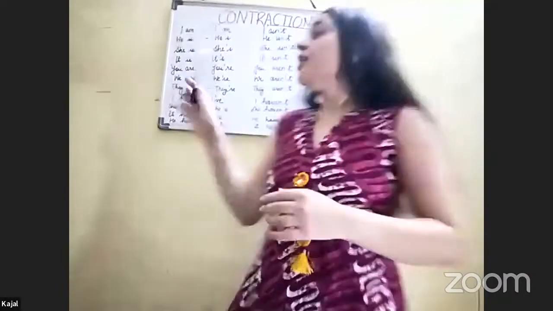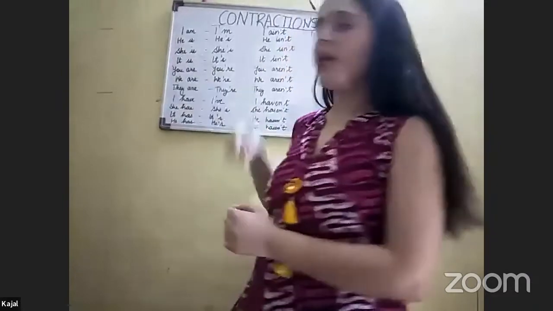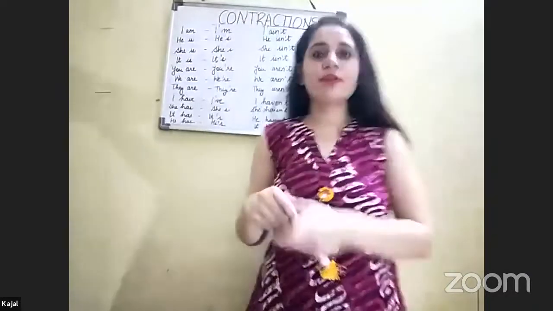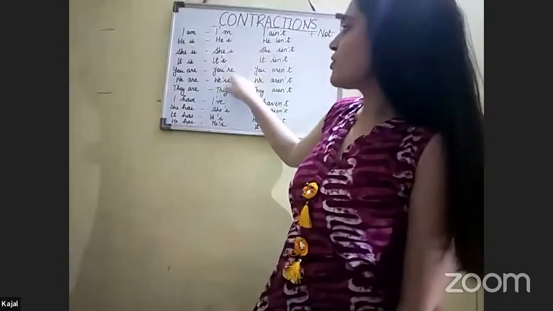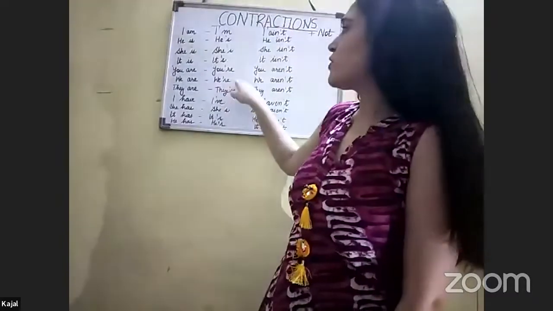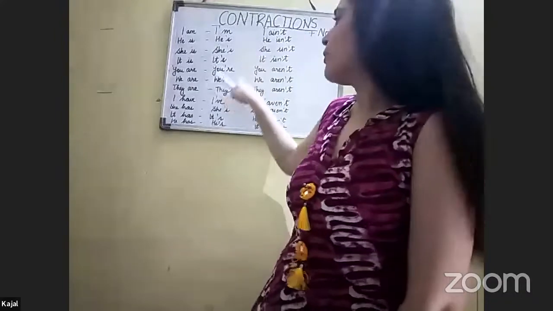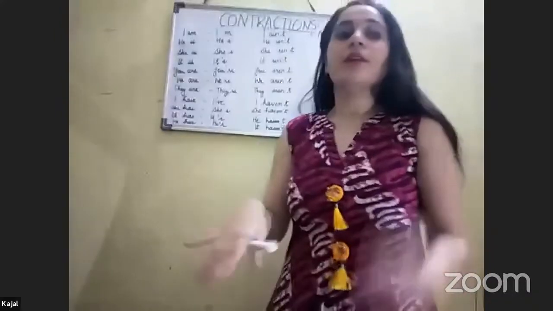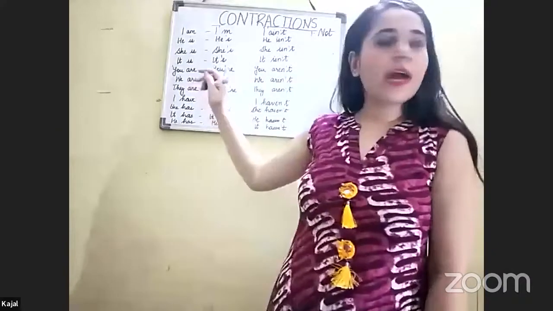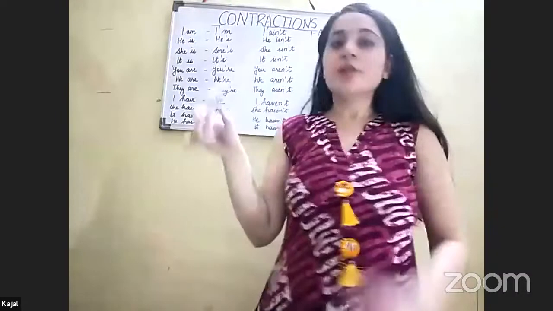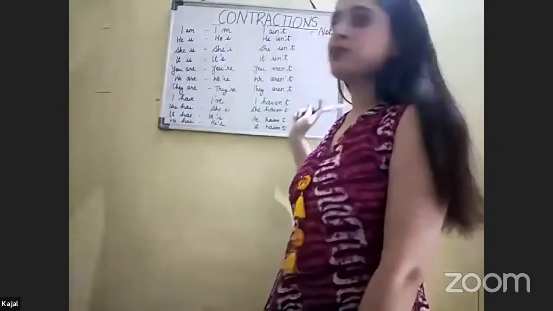Now the last we have you are, we are, and they are. What are the contractions? We'll say you apostrophe re, we apostrophe re, they apostrophe re. So the contractions will be you're, we're, and they're. If I say we are going to the park, you are going to the park, and they are going to the park, we will say you're going to the park, we're going to the park, and they're going to the park.